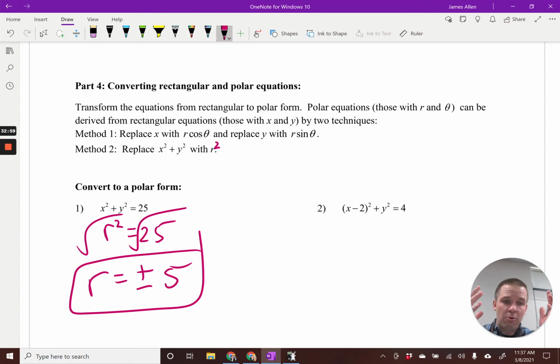And in our polar coordinates, same deal here. It's a circle with a radius of 5. That's literally what it is.